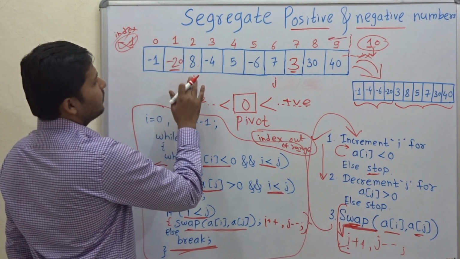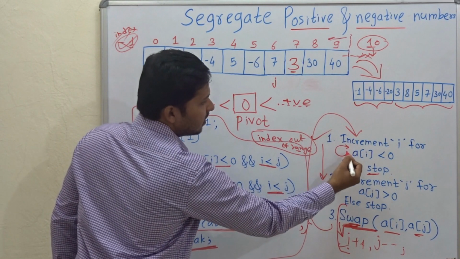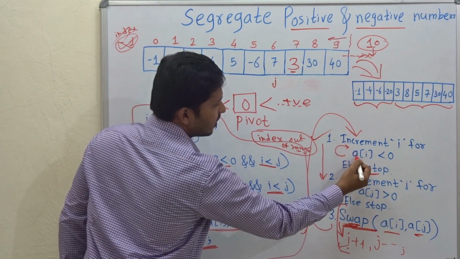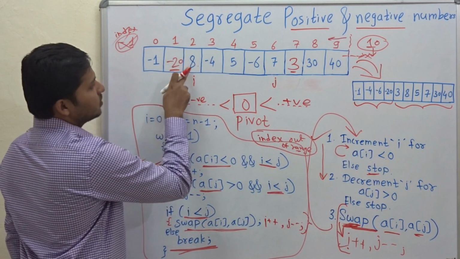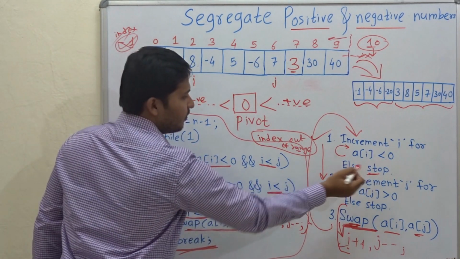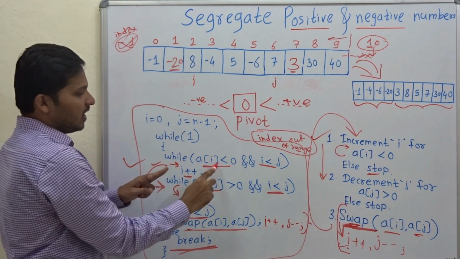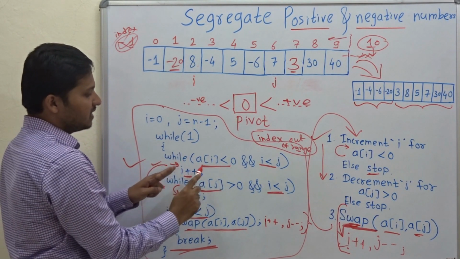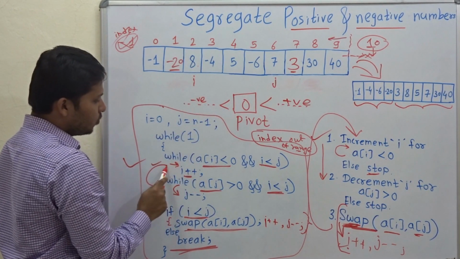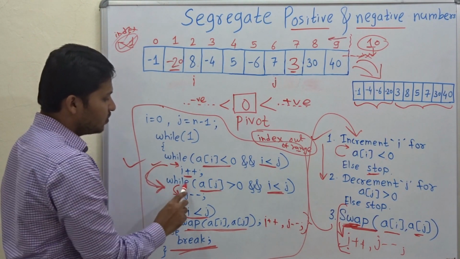Now as we have come here, let's go to the next iteration and see here again the loop for a of i is less than 0. So check whether 8 is less than 0. No, it is not. So you have to stop, means in this condition here, while a of i is less than 0, i plus plus, a of i is not less than 0, so you have to come out of this loop. Okay, you come out of this loop and you go to the next loop.